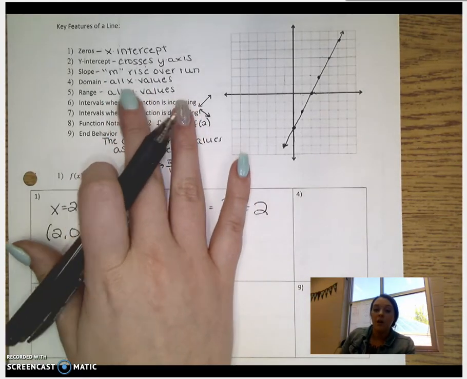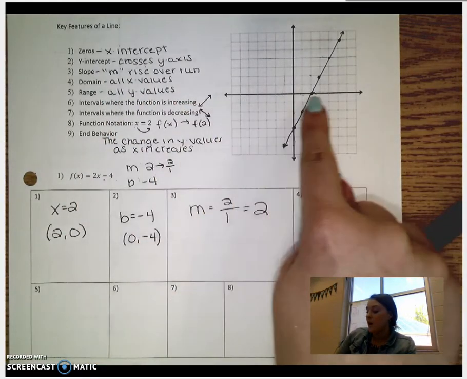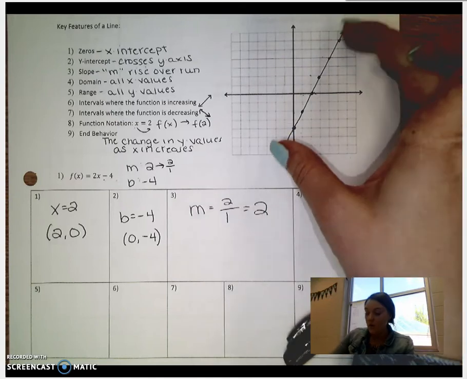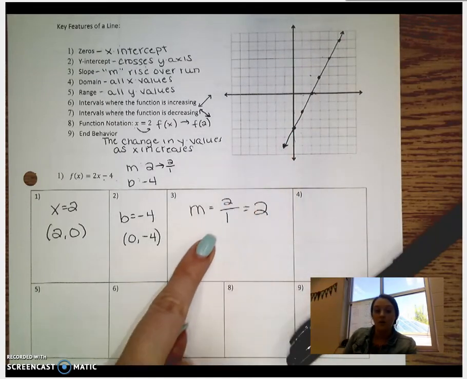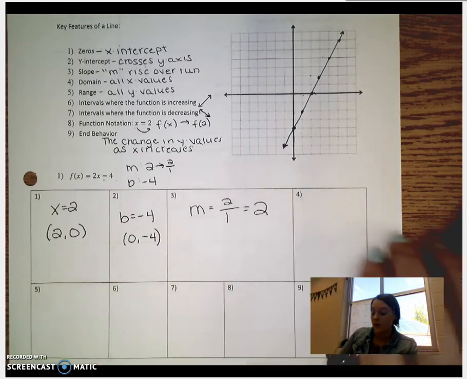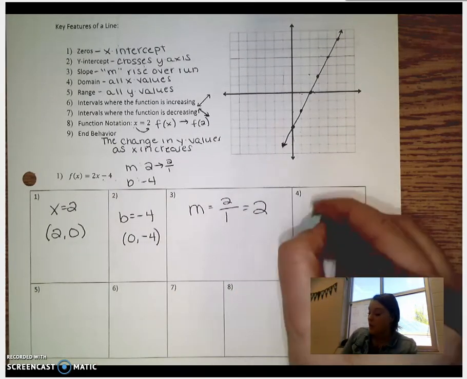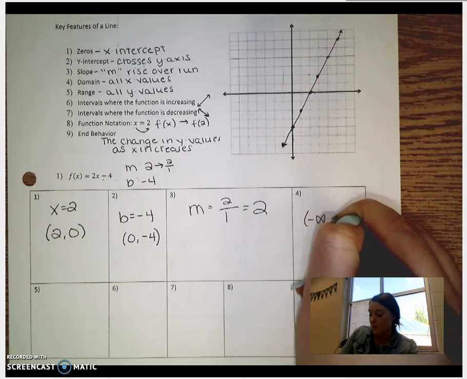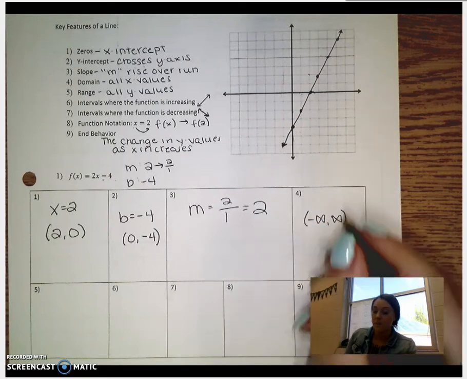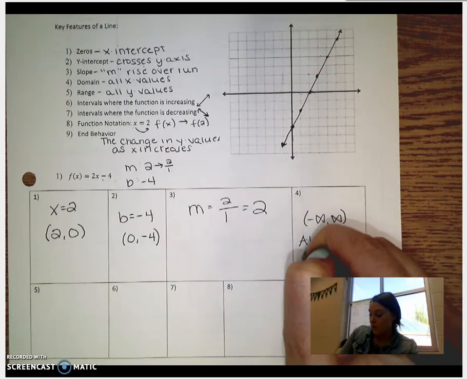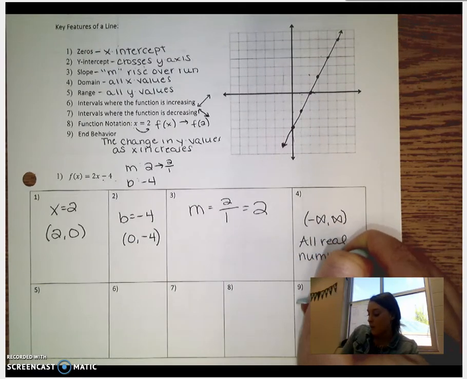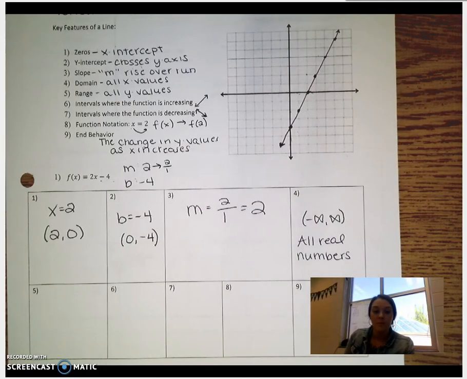Your domain, your x values. So we are looking at the x-axis. For this linear function, this graph could continue on and on and on forever and ever and ever in both directions, which means your domain is going to be negative infinity to positive infinity, which you could write as all real numbers.